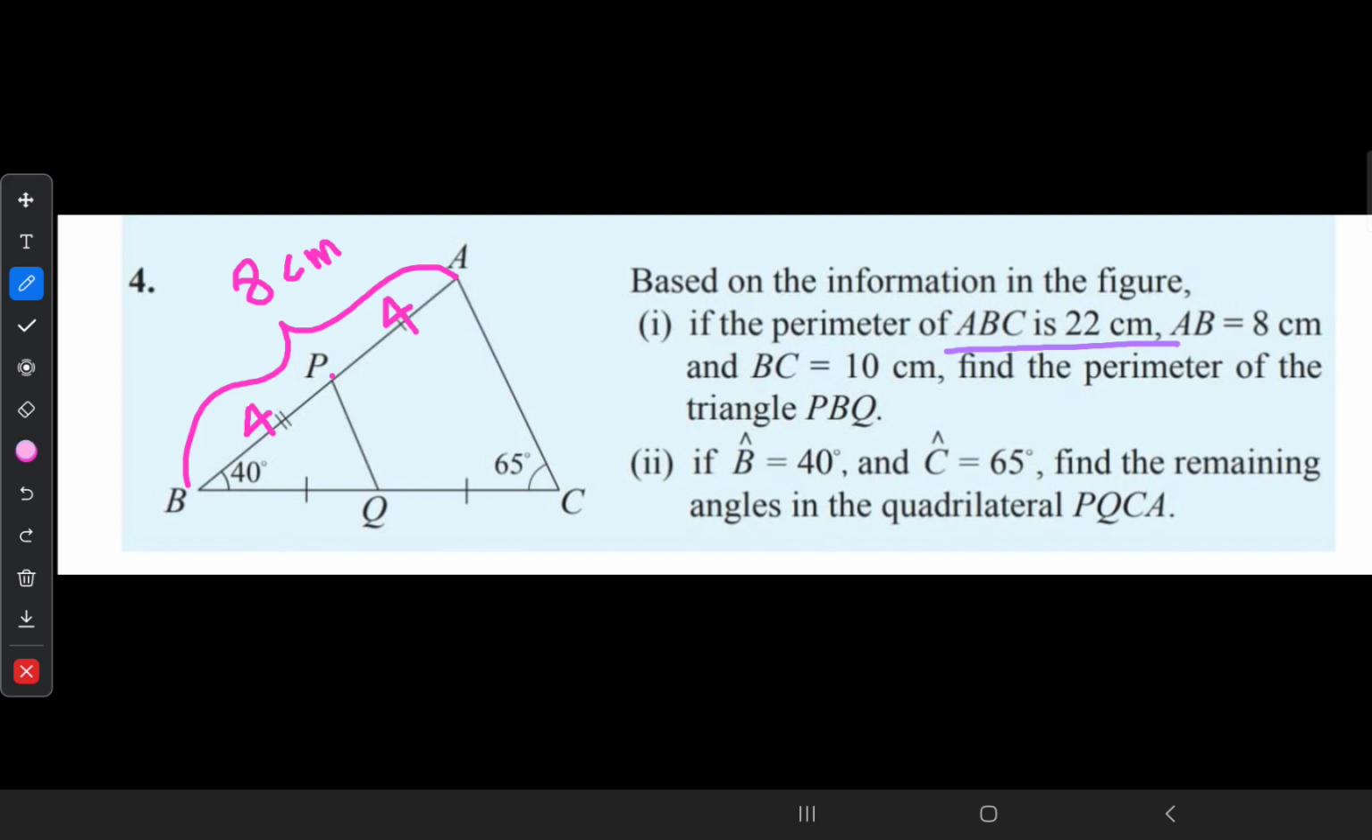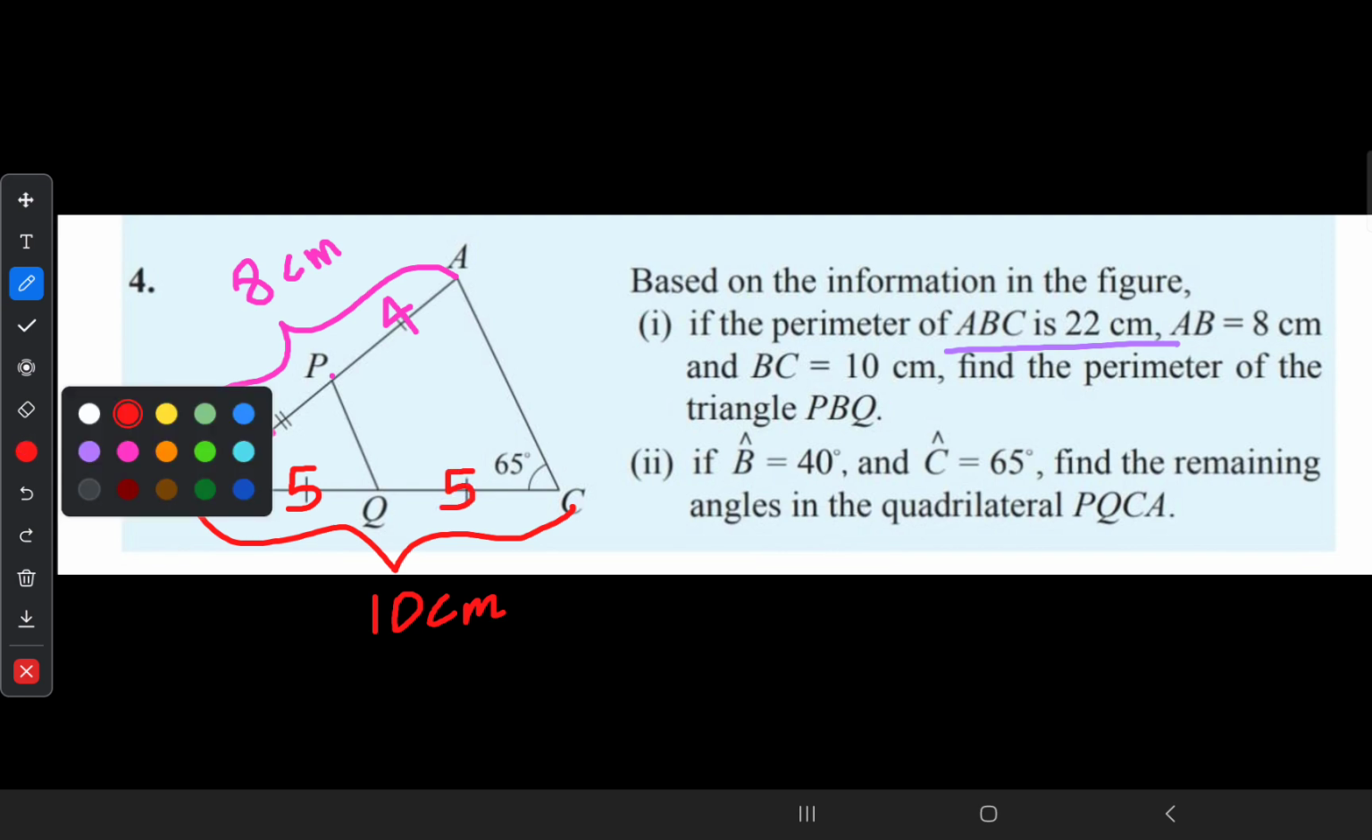And next one, BC is 10 centimeters. This length is 10 centimeters. Here also same thing. Since Q is the midpoint, how can we determine this as the midpoint? Look at this. The total length is bisected. Using the hyphens, we can understand. This length would be 5 and this one also exactly 5.